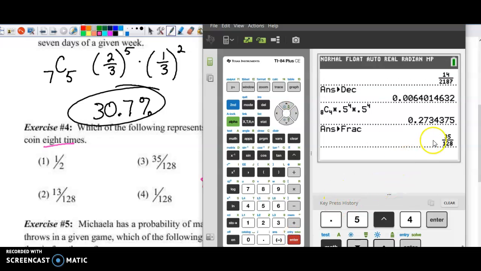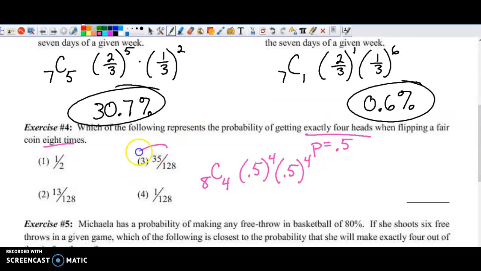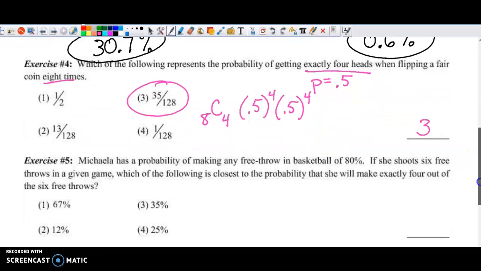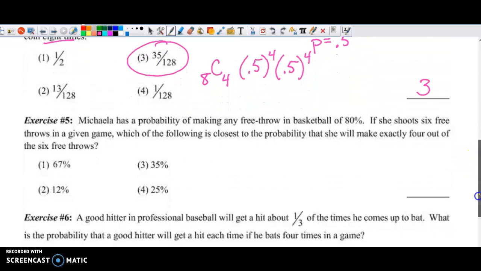And if any of you want the help on how to do this by hand, I can show you that as well. And maybe in class I spend a little bit more time showing you how to do it without a calculator.